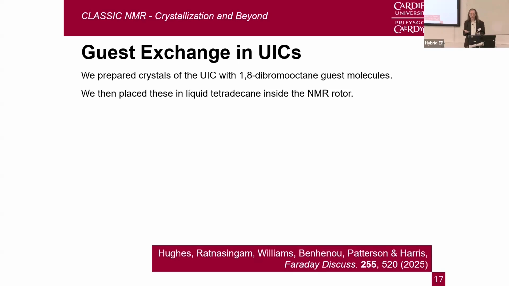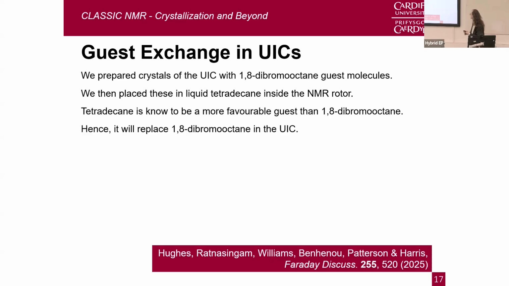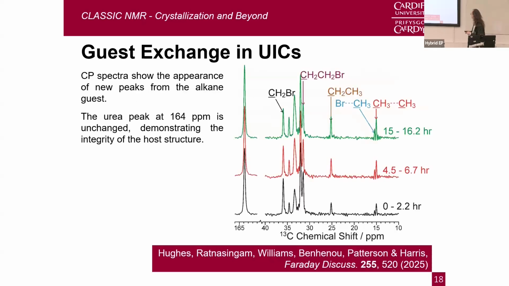So the first thing we do is we prepare in the lab crystals, in this case with 1,8-dibromooctane as the guest. And what we then do is put those crystals inside the rotor and add, in this case, tetradecane, which is a longer guest, which is more favorable and which we expect will replace the 1,8-dibromooctane. As I say, tetradecane is known to be more favorable, and so we would expect that to replace the dibromooctane. So these are the kind of spectra that we get.